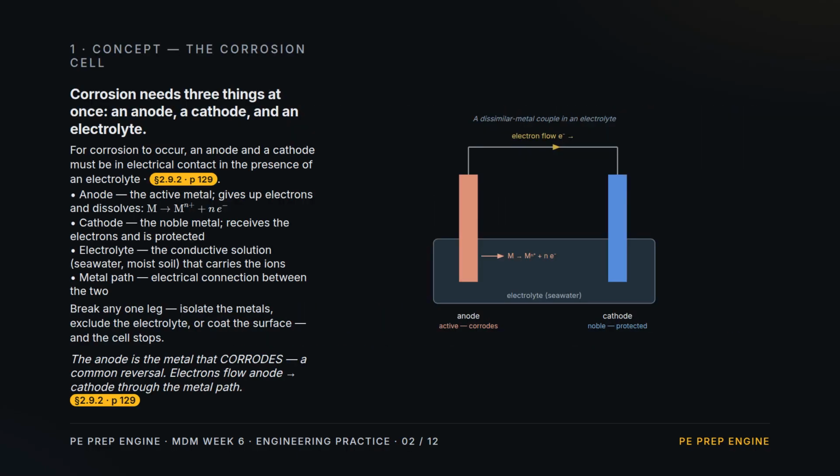Concept 1. The corrosion cell. Corrosion is a short-circuited battery you did not mean to build. It needs 3 things together: an anode, the active metal that gives up electrons and dissolves; a cathode, the noble metal that takes those electrons and is protected; and an electrolyte, the conductive solution that carries the ions between them. The 2 metals also have to be electrically connected, so electrons can flow. Remember which one is eaten. The anode corrodes. And notice the lever for prevention. Break any single leg of that cell, and it stops.